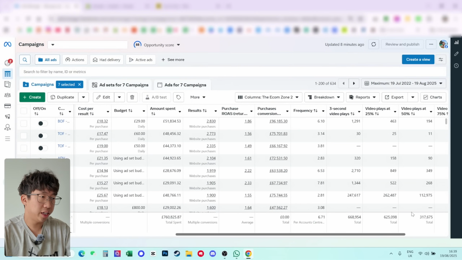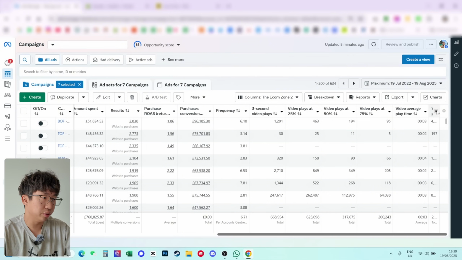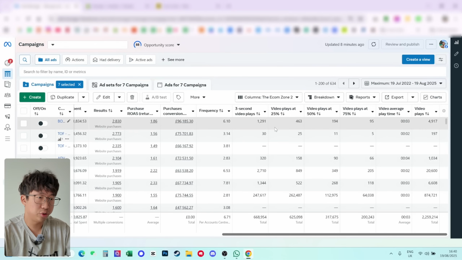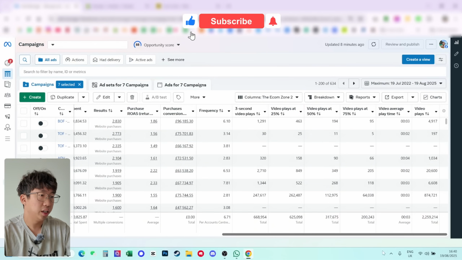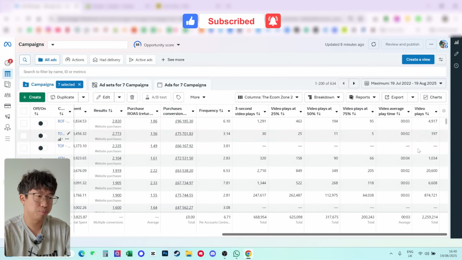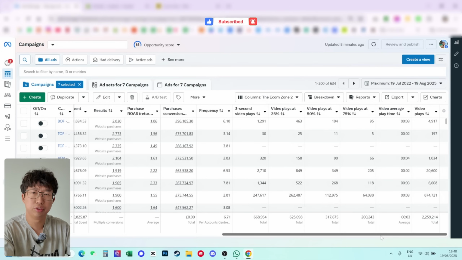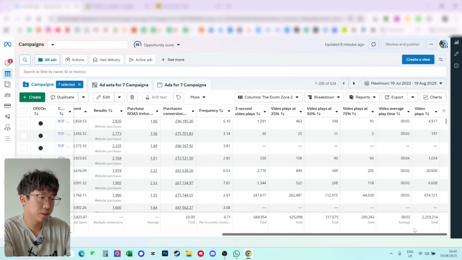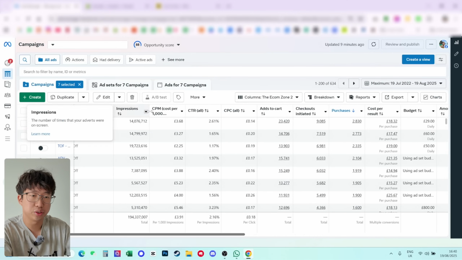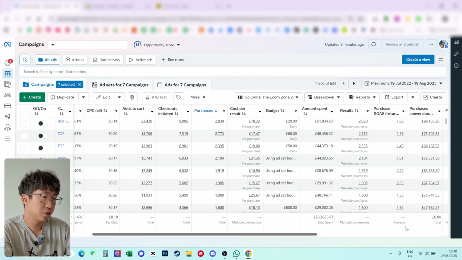Now, if you're running video ads, this here is very important. These metrics here, these video ad metrics. So we've got 3-second video plays, your video plays at 25%, etc. And you can see here, video plays is 4,900, which is peanuts. That's why I don't really run video ads. You can tell, look, 4,900 video plays out of 14 million impressions here. So honestly, not that much.